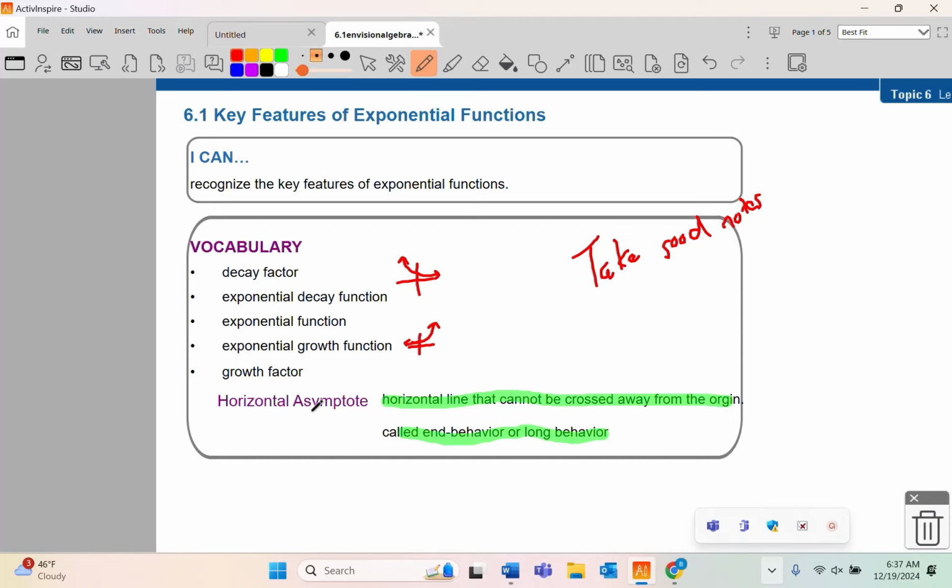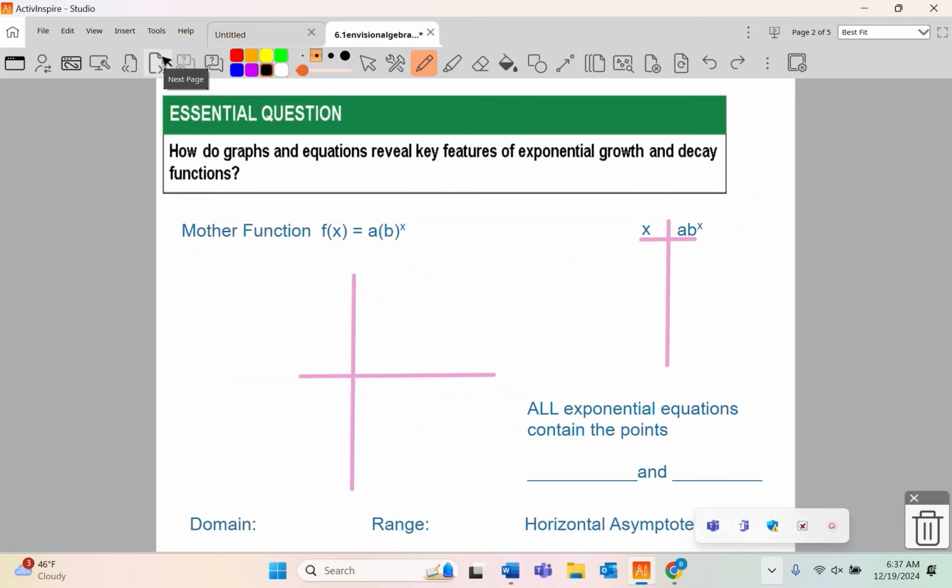The big one here is what we call horizontal asymptote. You'll notice in my two little rough graphs I drew here, they have an imaginary line that they're not crossing, and that's called a horizontal asymptote. So it's a line that can't be crossed away from the origin. It's also called end behavior to some degree, or long behavior, because it is a reference to long-term behavior.